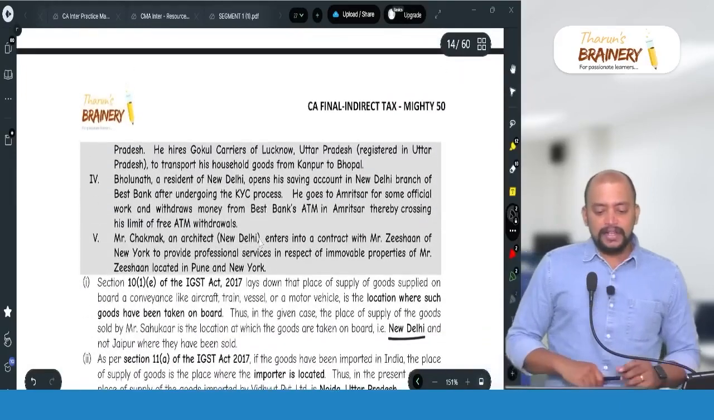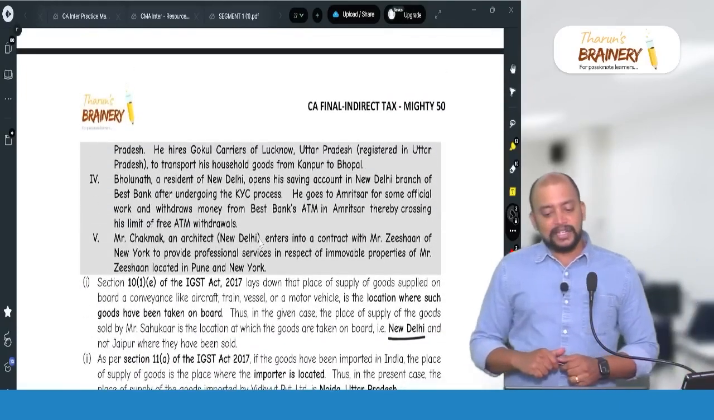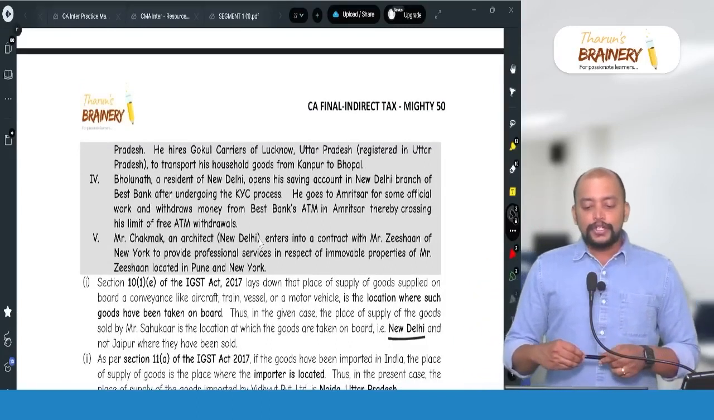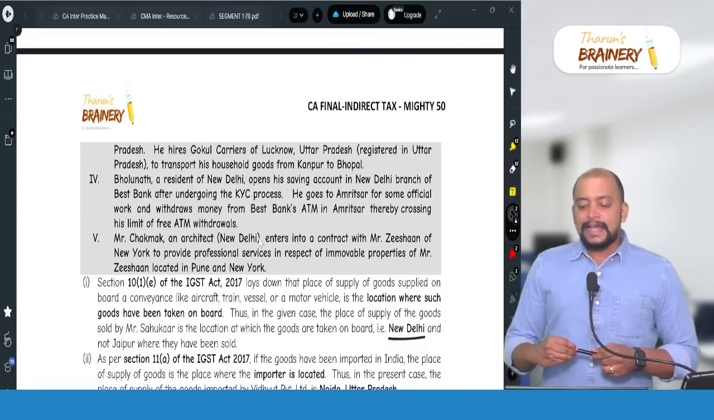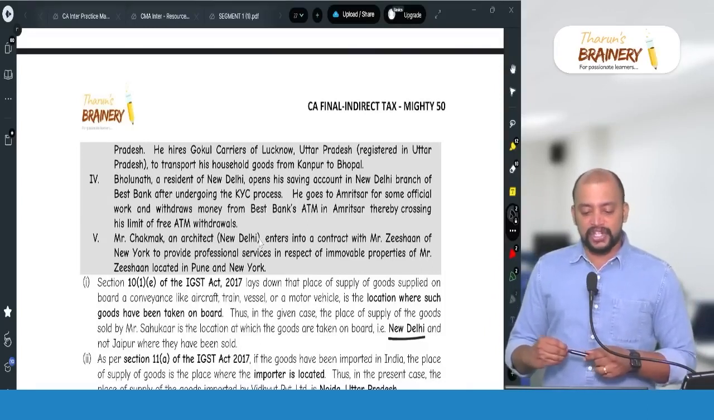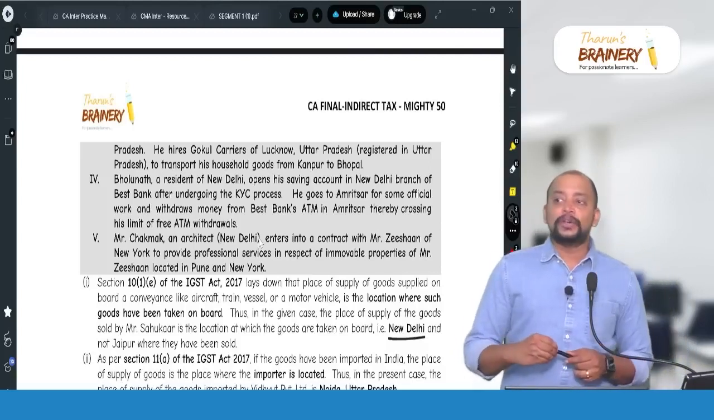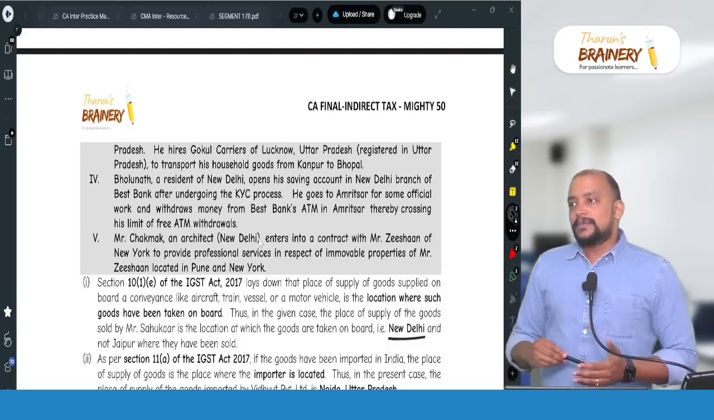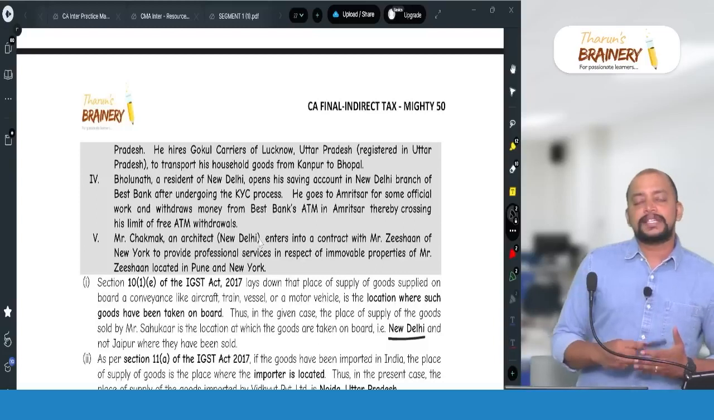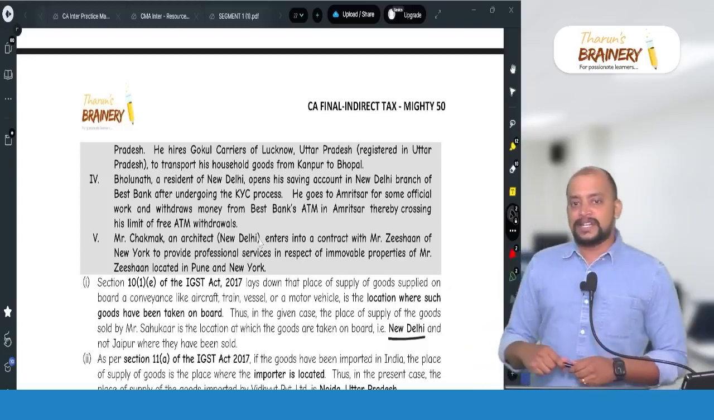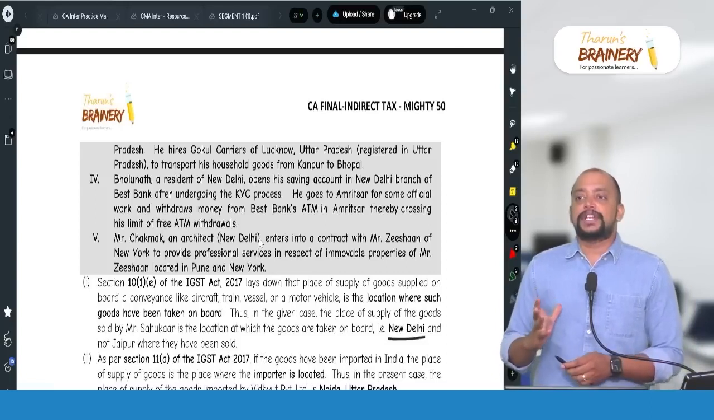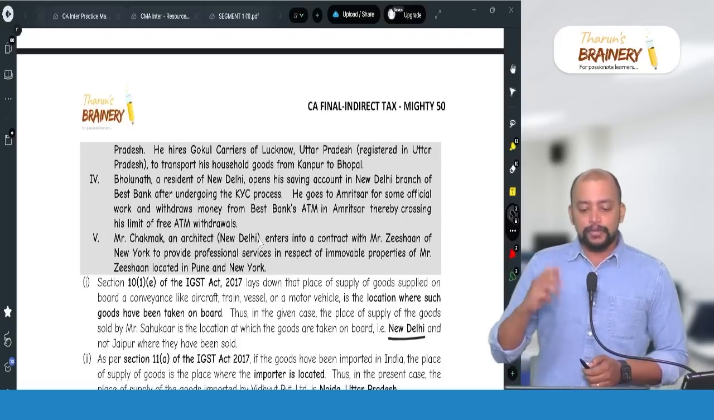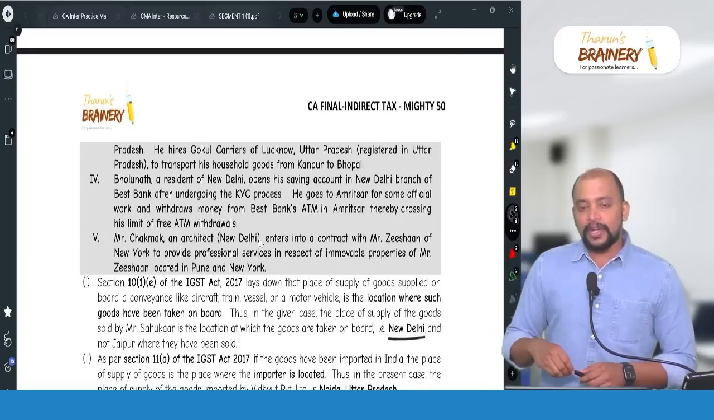Then, the fifth one: Mr. Chakmak, an architect, New Delhi, enters into a contract with Mr. Jishan of New York to provide professional services in respect of immovable properties of Mr. Jishan located in Pune and New York. Now, in this case, we need to take section 13, place of supply determined under section 13, because the supplier is in India, the recipient outside India. And as per section 13, in case of service in relation to immovable property, the location of the immovable property will be taken as the place of supply. So, the immovable property is located in Pune and New York.